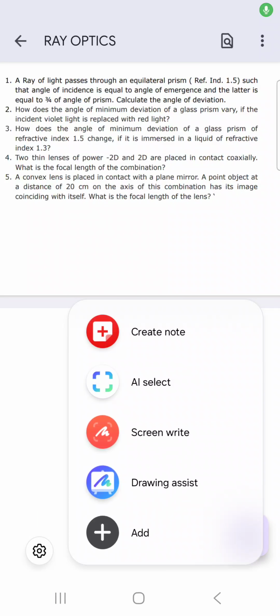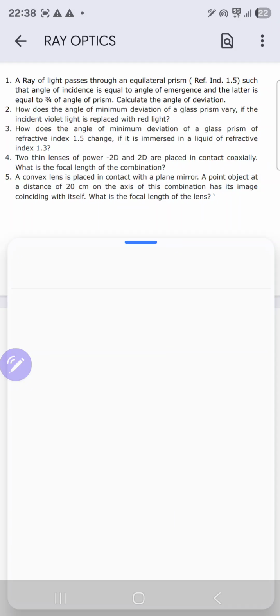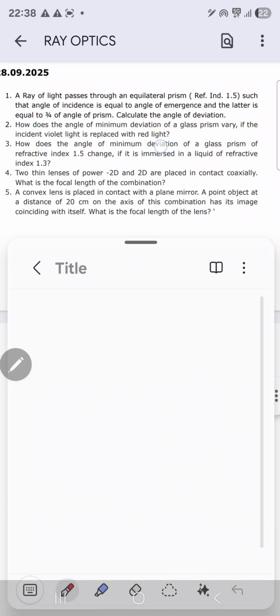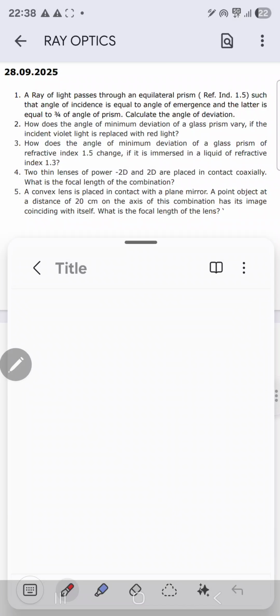Hello everyone. Today's 5 questions. First question is, a ray of light passes through an equilateral prism of refractive index 1.5. We are discussing question number 1 now.